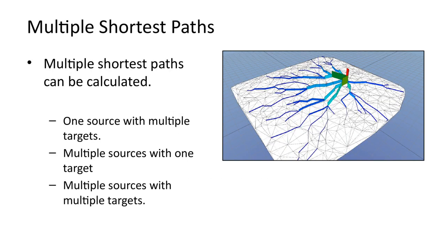Shortest paths can be calculated between multiple sources and multiple targets. The diagram shows one source with multiple targets in an undirected network. As an example, the source might be a transport node, and the targets could be destinations. The same result could have been achieved in reverse, with multiple sources and one target.